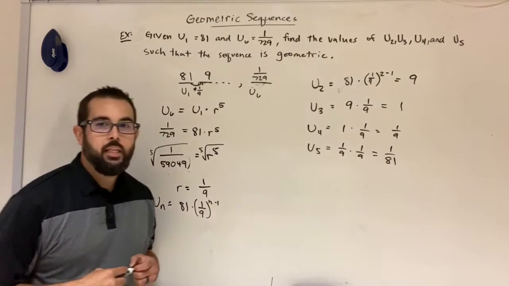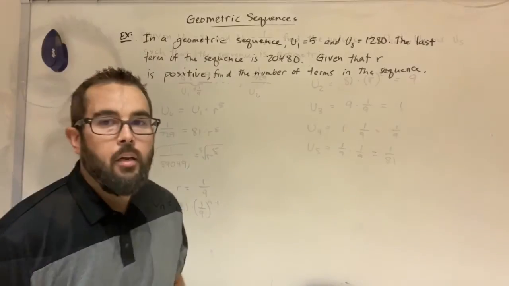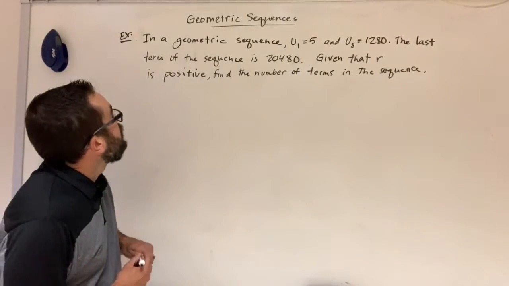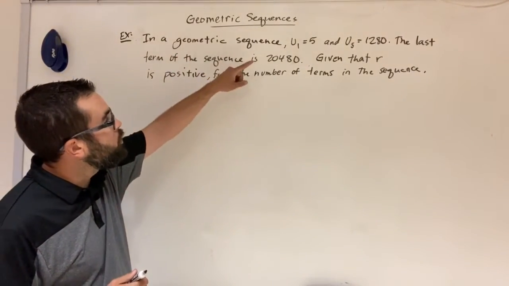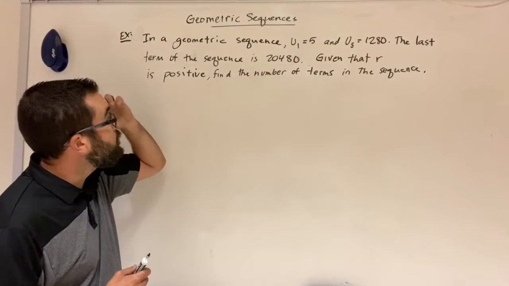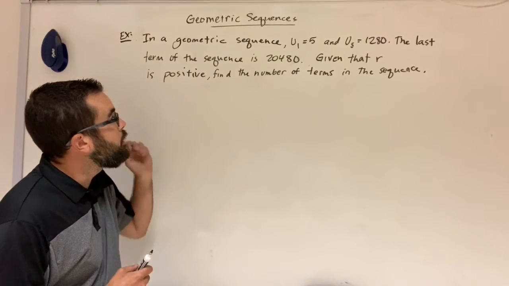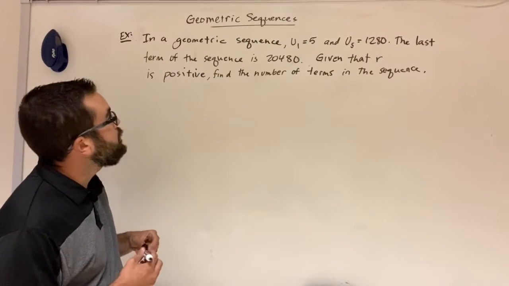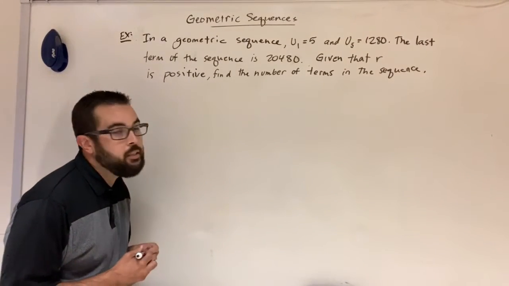All right, and then we're done with that problem. All right, so another example. In a geometric sequence, U sub 1 is 5, U sub 5 is 1280. The last term of the sequence is 20,480. Given that R is positive, find the number of terms in the sequence.